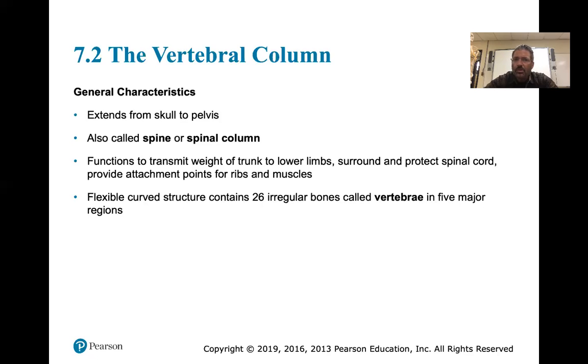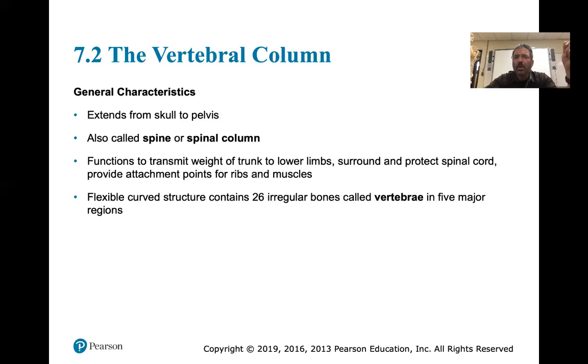So this functions to transmit weight of the trunk to the lower limbs, and to surround and protect the spinal cord. Major functions, right? Because once it's damaged or the integrity is breached, we can get some kind of a septic infection, meningitis, and things like that. It provides attachment points for the ribs and muscles, and we'll see coming up the head of the rib will attach posterior, then it'll wrap around, and it's going to hit some costal cartilage. And remember, I told you guys, costal usually always means rib. So anything that has costal in front of it is going to be oriented to some type of rib location.